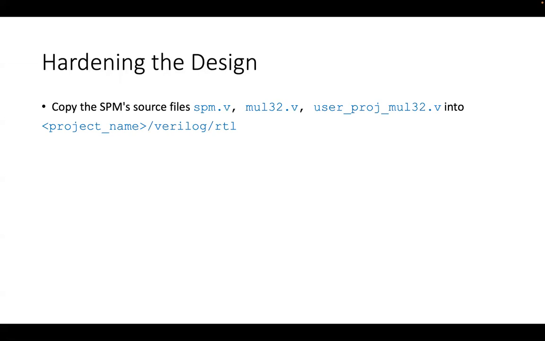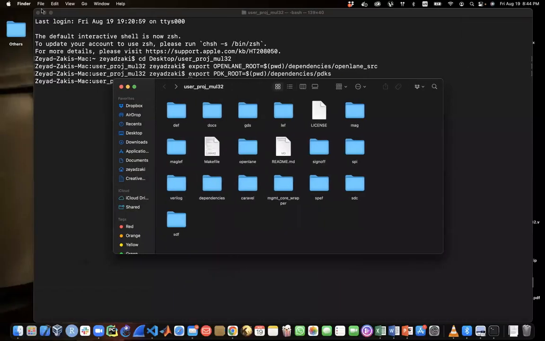To harden the design, we first need to add the SPM source files, which are the three files, but this time not only mal32, we need the user project mal32 file. So we need to copy these source files into the directory under the project name, Verilog RTL directory. So let's go ahead and do that.